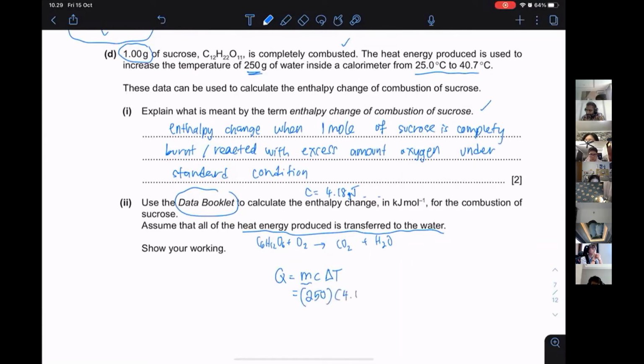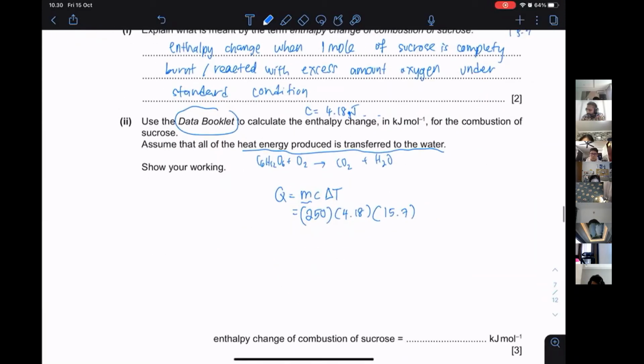The C is 4.18. For the temperature change, you don't need to worry whether it is positive or negative, because we know combustion is going to be negative. Later you can think about it. Do I need to change into Kelvin? Whenever it is a change in temperature, no need, it doesn't matter. Just find the difference, 40.7 minus 25, which is 15.7. Don't go and add 273. Just subtract only.